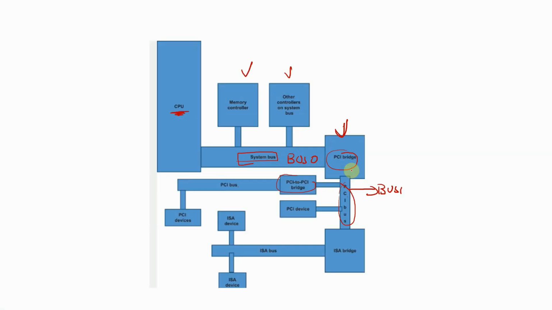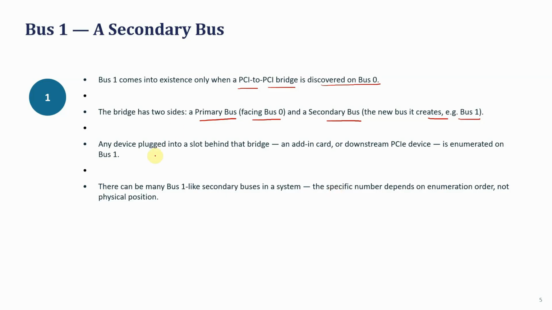So you can see over here this bus has two sides, one facing towards bus 0 and another which is itself, that is nothing but my bus number 1. So any device plugged into a slot behind that bridge, it might be an add-in card or a downstream PCI device, is enumerated into bus number 1. And there can be many secondary buses like bus 1 in a system.